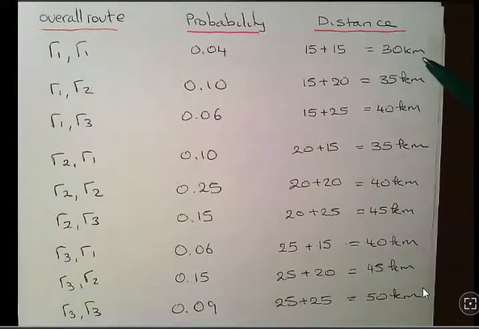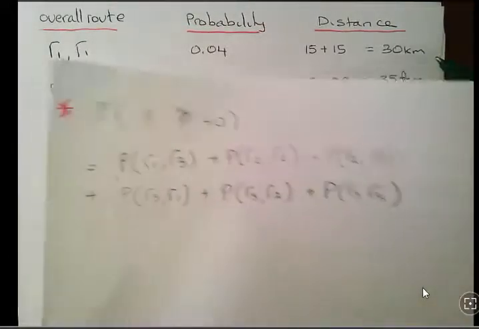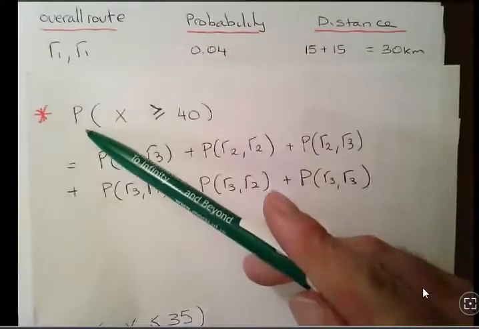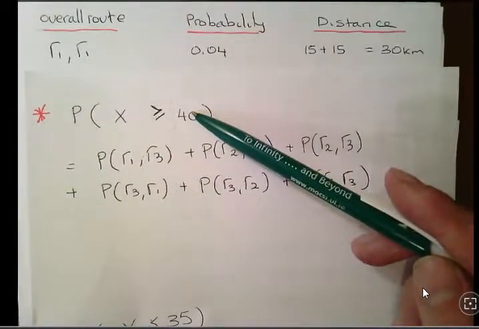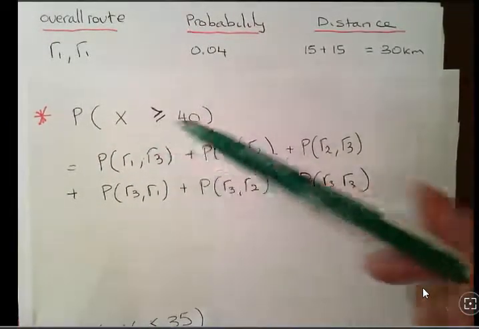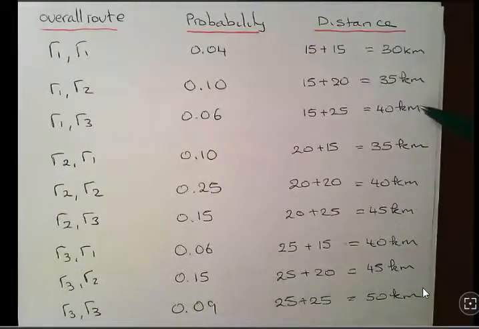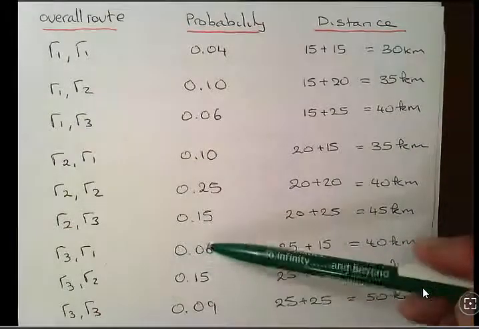So first off, I'll ask the question here. The probability where x is greater than 40, okay? So x is the distance that the cyclist travels. What I'm going to do here is just count them out. So route 1 out, route 3 back, that's 40 kilometers. Route 2 out, route 2 back, 40 kilometers. Route 2 out, route 3 back, 40 kilometers. And if he starts out with route 3, then route 1, route 2, route 3, that is 40 kilometers, 45 kilometers, and 50 kilometers. So all three of these together.